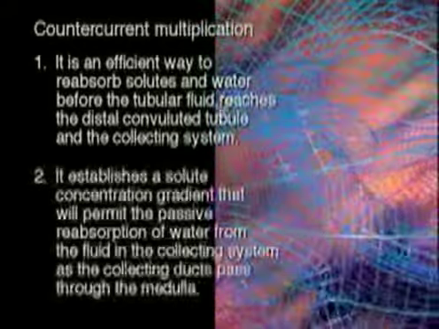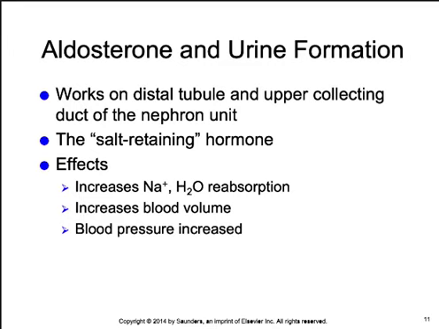Aldosterone works on the distal convoluted tubule and the upper collecting duct. It is your salt retaining hormone and potassium excreting hormone. The effects are to increase sodium and water retention. That increases blood volume and blood pressure, and that decreases urine output and urine volume.